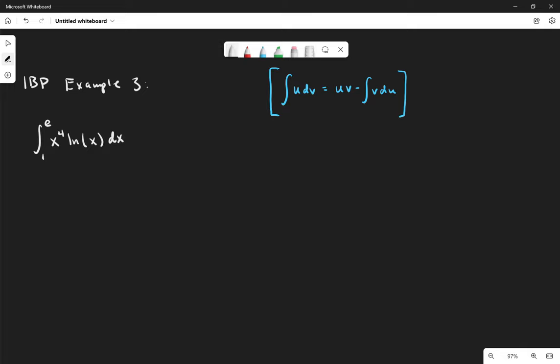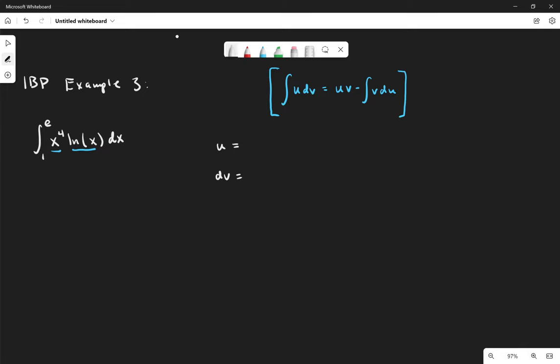So let's do it. Let's pick our u and our dv. What should we pick as which? We want to pick something that gets way easier when we differentiate it. So the derivative of ln x is 1 over x. The derivative, that's easier, I would say. The derivative of x to the fourth is 4x cubed. That's also easier. So it's a little trickier to pick which is your u and which is your dv.